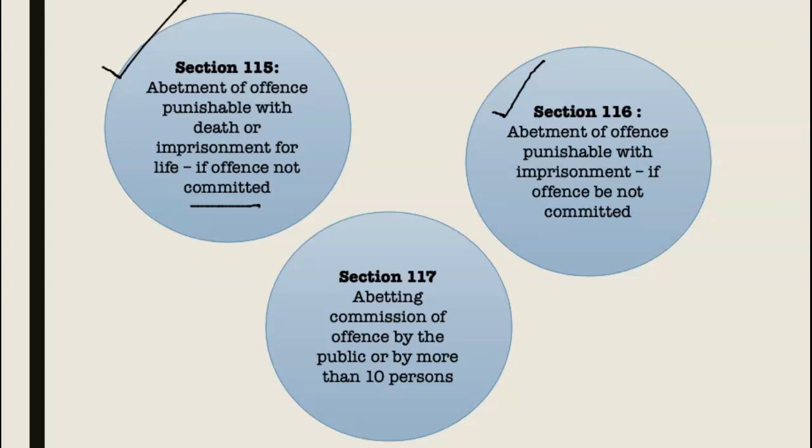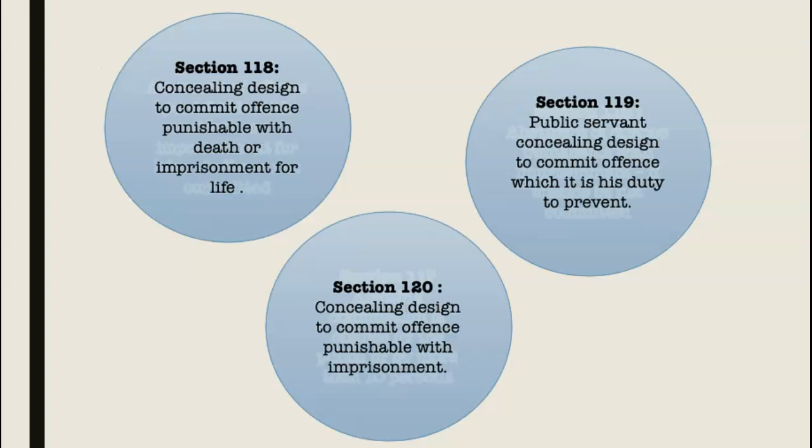Now your section 117 talks about abetting the commission of an offence by public or by more than 10 persons. So what is the term of punishment in section 117? It's 3 years. So I hope you understood the sections 115, 116 and 117, basic sections prescribing punishment of abettor in different scenarios. Let's move forward and understand our last sections while we are dealing with abetment.